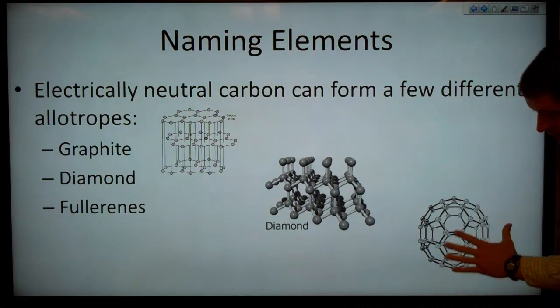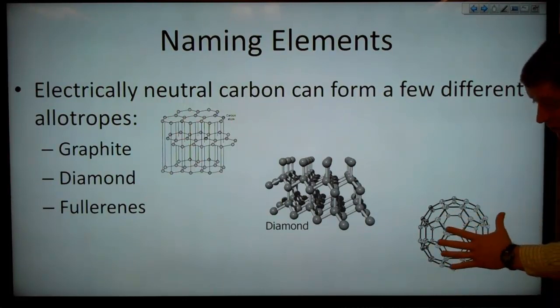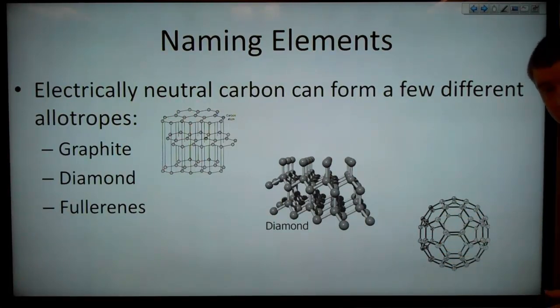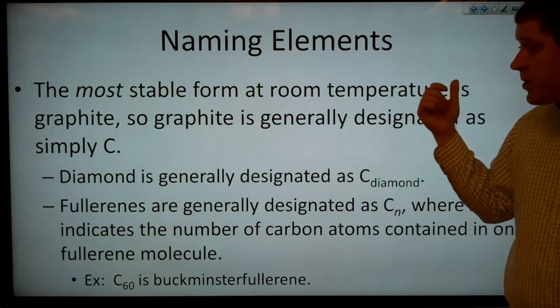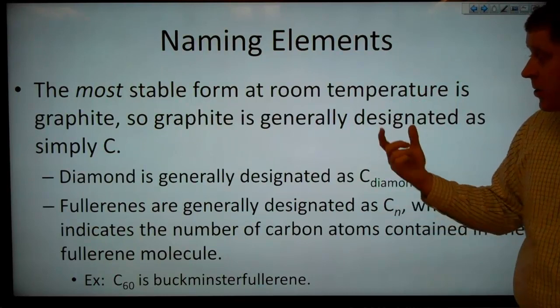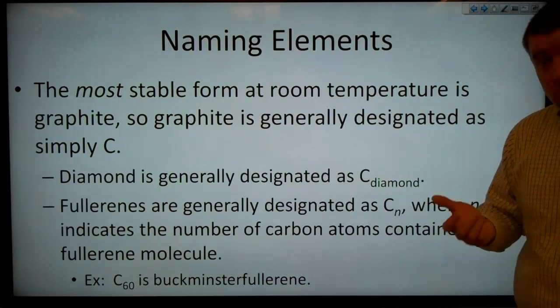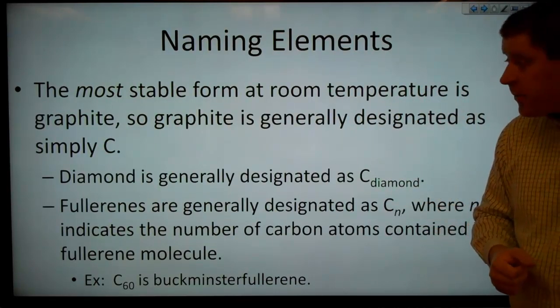And then for fullerenes, we have a number of different fullerenes. This one happens to be carbon 60, so C60. The most stable form of carbon at room temperature is graphite. So graphite is generally designated as simply carbon, so just C.